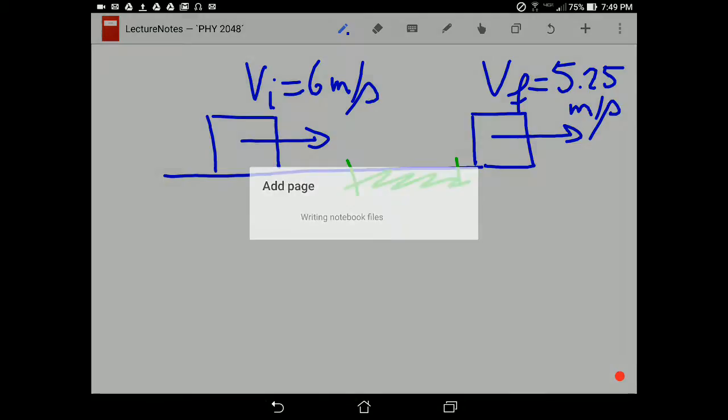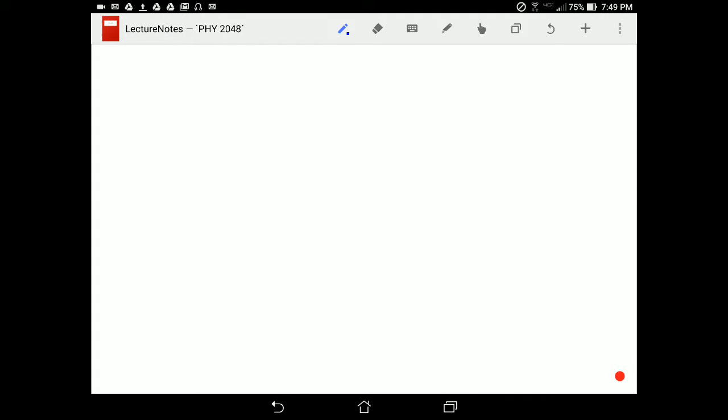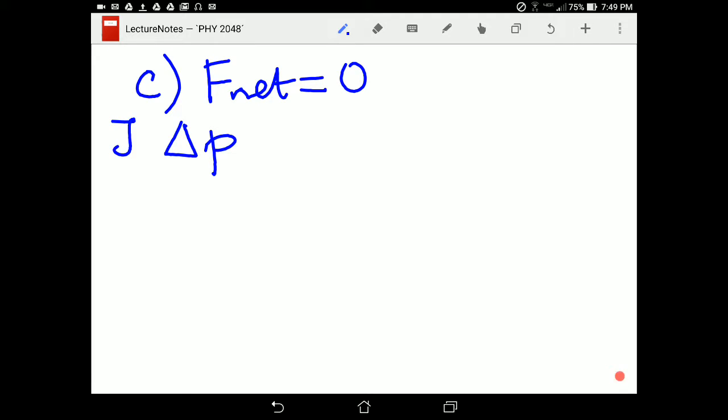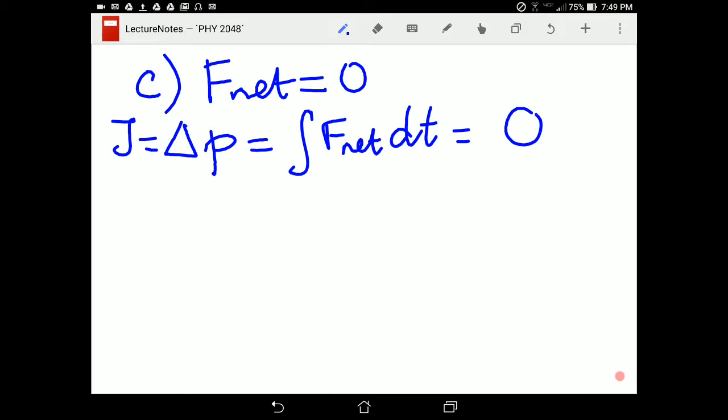All right, so now we get to the third part, which is what happens when the net force is equal to 0. So from what we wrote earlier, the change in momentum, the impulse J, would now be equal to the integral of F dt, but if the net force is 0, then there's nothing to worry about on the right-hand side. This is just going to be equal to 0.